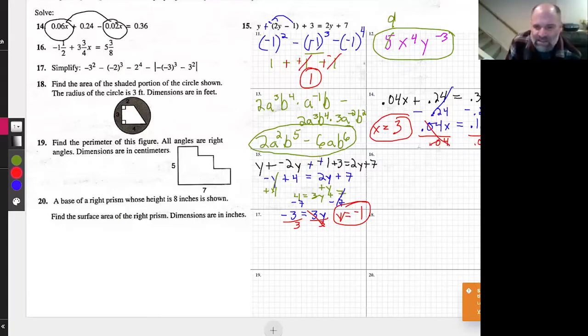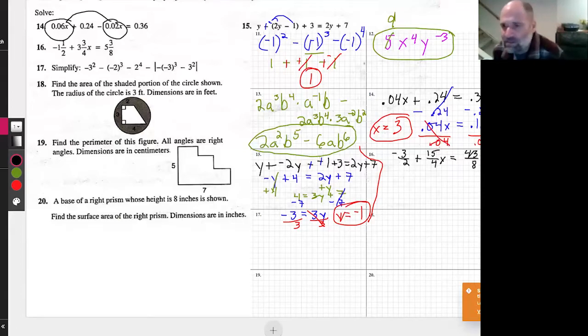Improper fractions are dumb, or mixed numbers are dumb, so we're going to change them all to improper fractions first. That's what we're going to do. Negative 1.5 is just negative 3/2 plus 15/4 x equals 43/8.